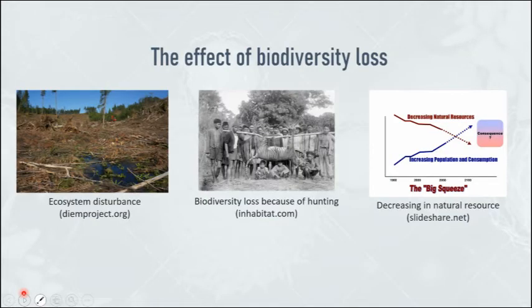And what are the effects of biodiversity loss? The first one is ecosystem disturbance. As you can see in here, there is nothing left. Everything is screwed up in the environment. The second one is biodiversity loss because of hunting. You can see over here the Javan tiger, which went extinct because of overhunting. And the third one is a decrease in natural resources.